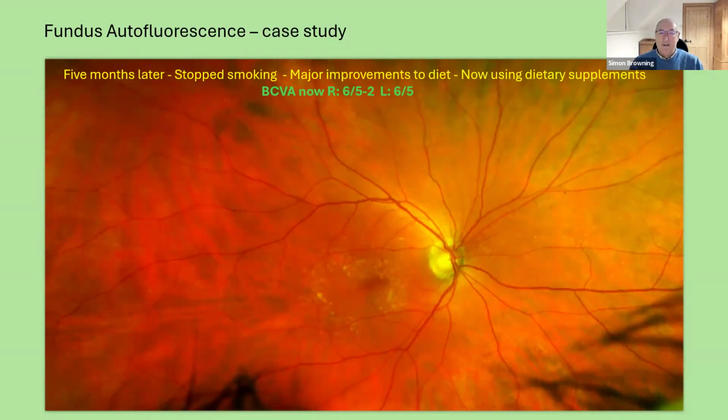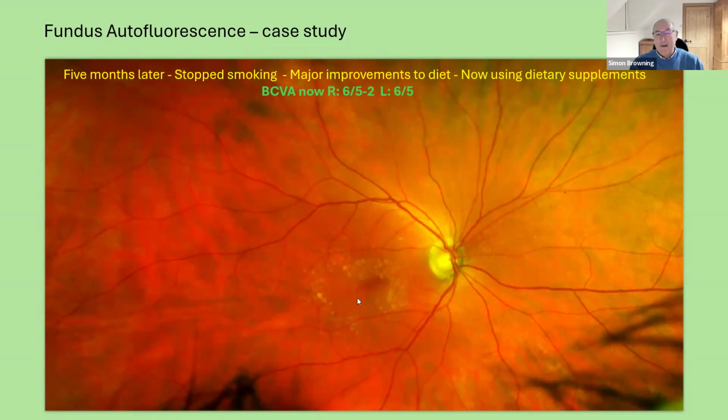So he's lost a lot of weight. His diet is now full of all the right things: the bright fruits, bright berries, broad green leaf vegetables. He's got a lot better diet. He's using dietary supplements because he had drusen at the macula in both eyes. Look at his visual acuity now. This is 5 months later. That visual acuity is right back up.